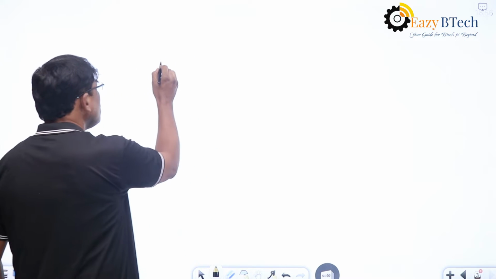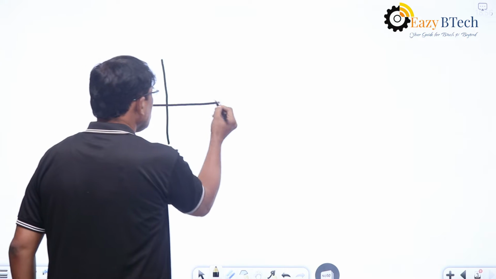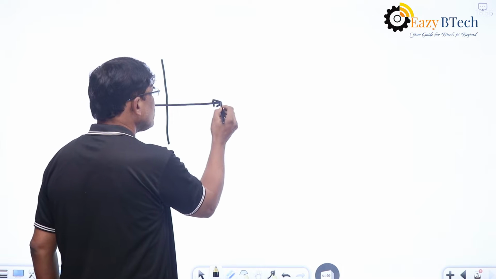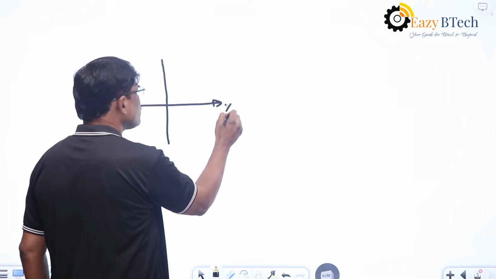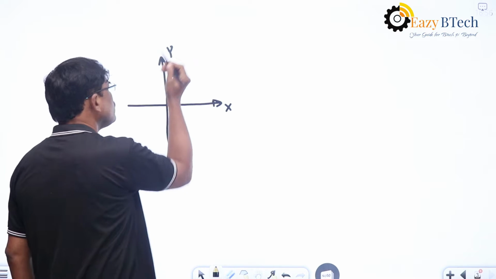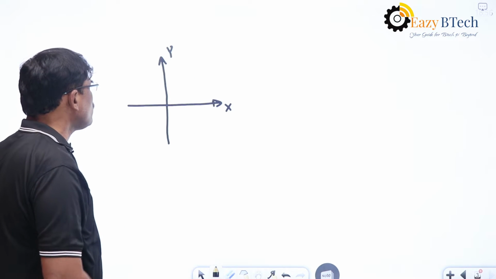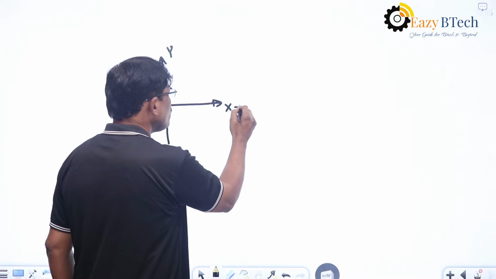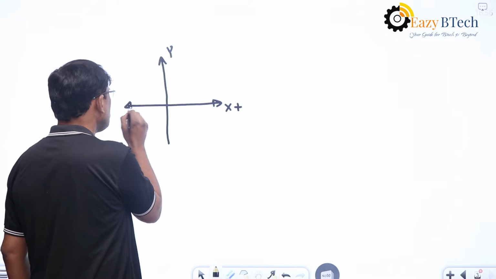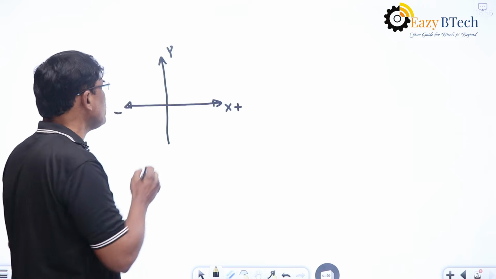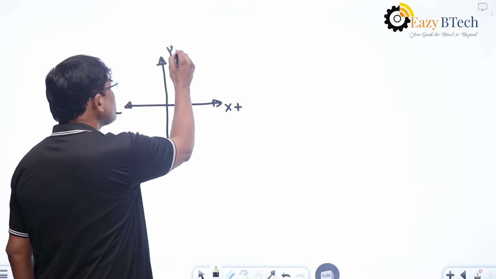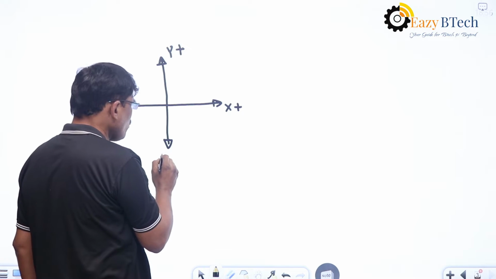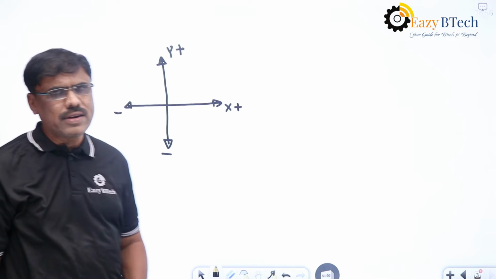Here, take a coplanar concurrent force system, with this one as X and this as Y. This is two-dimensional. The direction towards right is plus and towards left is minus, and the upward direction is plus and the downward direction along the y-axis is minus.